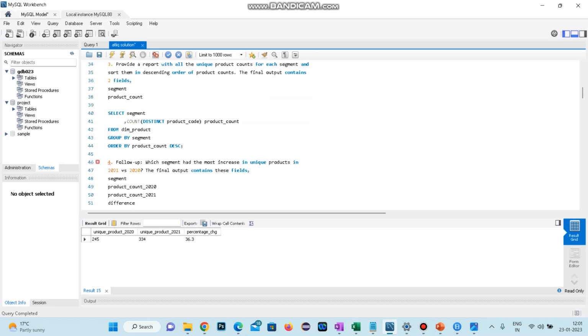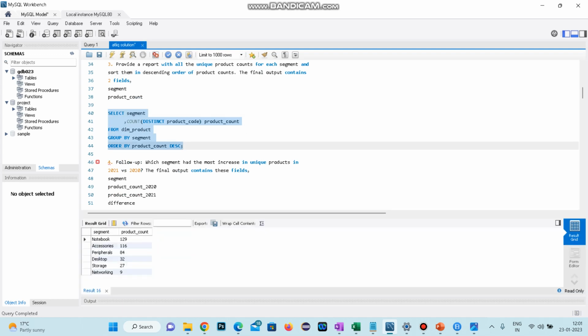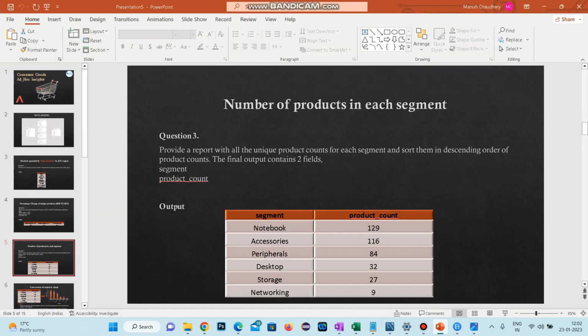We need to group by segment so that we get the count for each segment, and we are ordering them on the basis of product count in descending order so that at the top we get the highest count of products. Let's run this and we can see that notebook has the highest number of products, that is 129. After that accessories 116 and then peripherals.